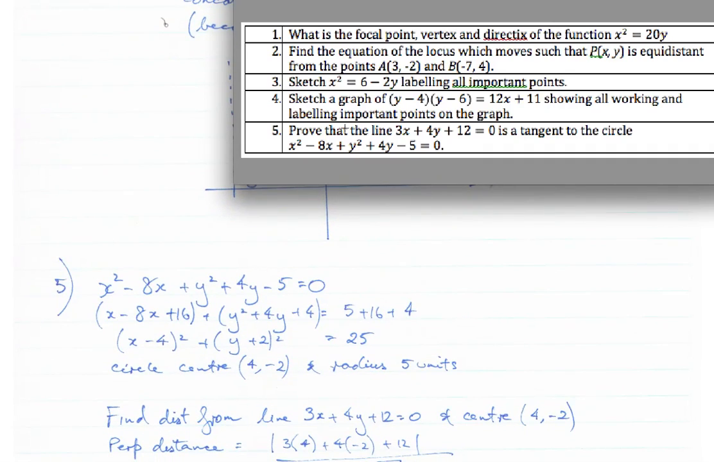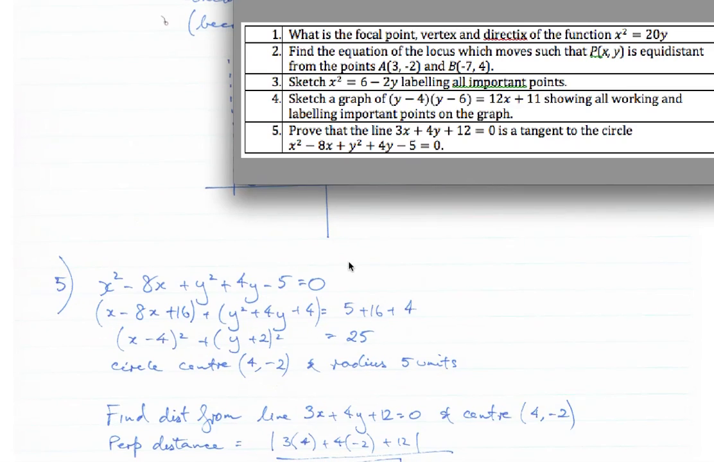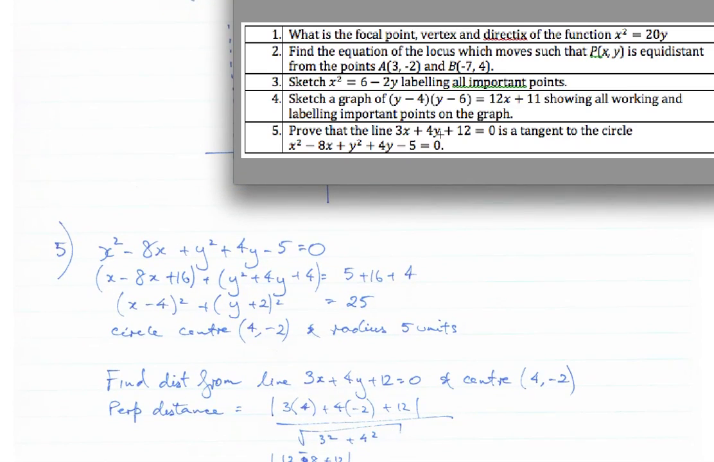Okay, last question. Prove that the line, now this really should have said, determine if the line is a tangent, because it turns out not to be a tangent, and that's okay. But how do you do it? Well, again, it's about putting this equation into the general format of a circle, and that involves creating perfect squares. So when you're looking for perfect squares of a circle, you put the 5 over to the right-hand side. So there's that 5 there.